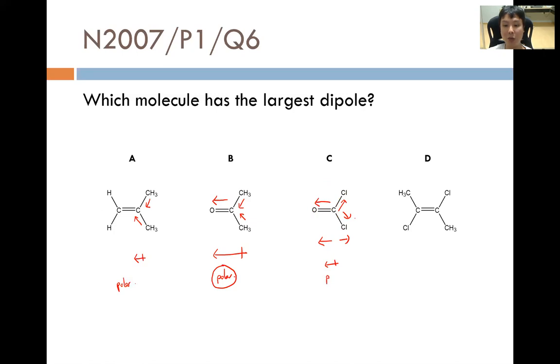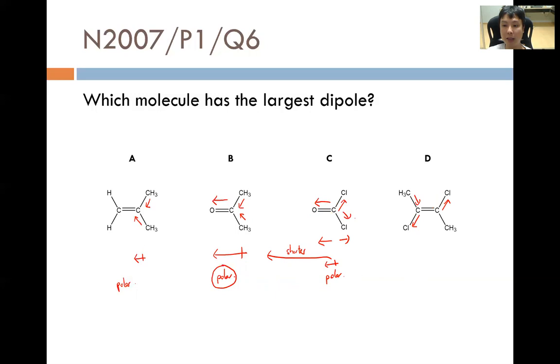However, this molecule will be polar, but this one will be shorter as compared to this one. Because the two chlorines are in the opposite direction, they will cancel part of the bond dipole between the carbon and the oxygen. Okay, for this case, you draw a bond vector in this direction, and these two are going to cancel.